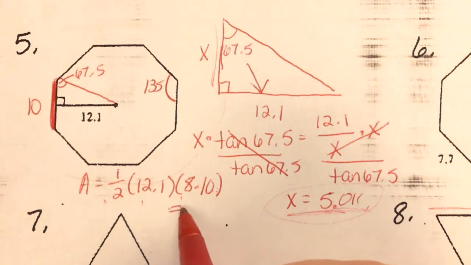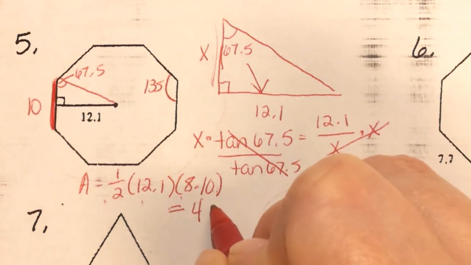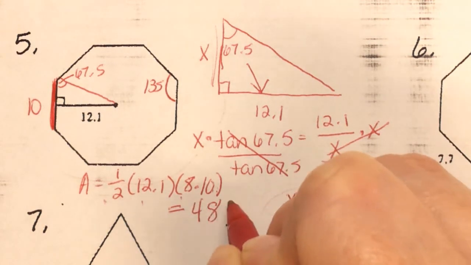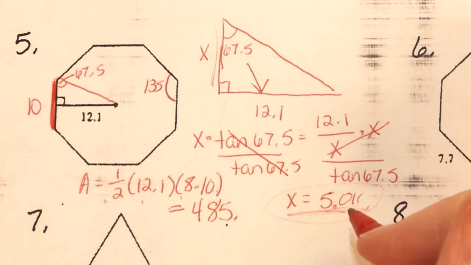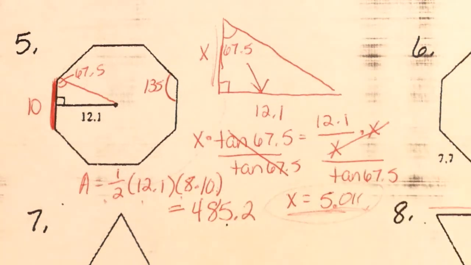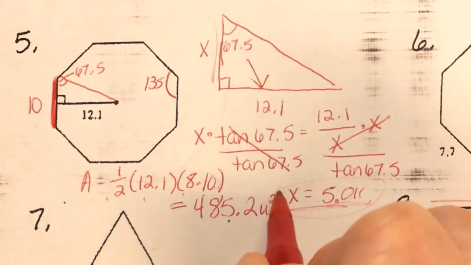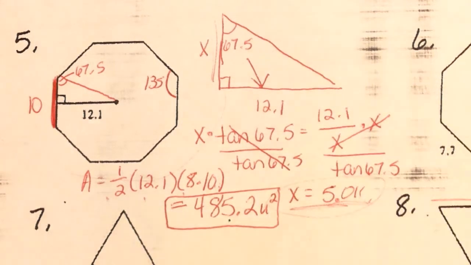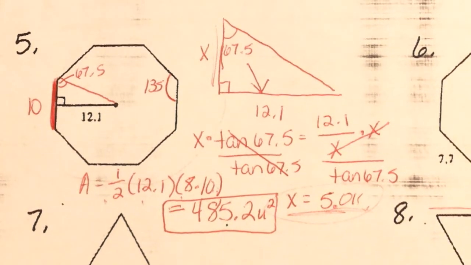Now tell me what that is. 485? Point, what's after the 1? So about 0.2. Because remember, when you are using one decimal place, you have to look at the second one to see if you round up or not. And it's units squared. Yeah, this is the right answer. Okay, so that was number 5.